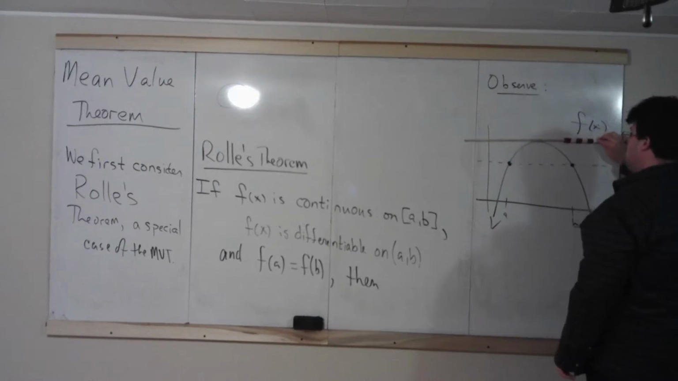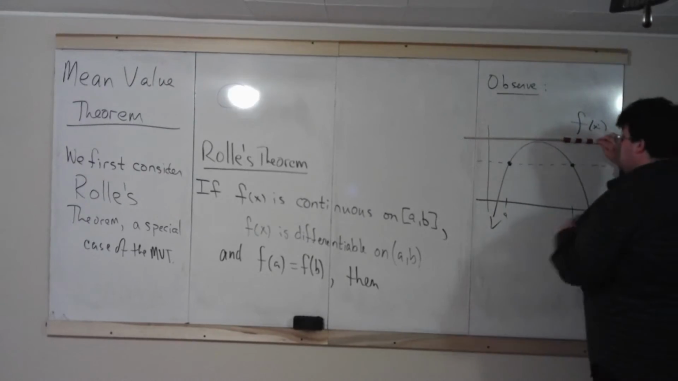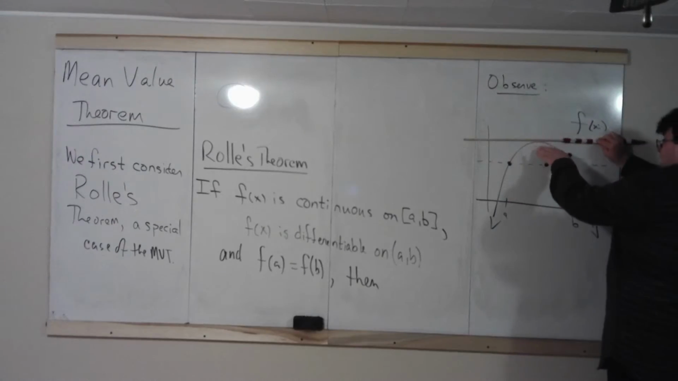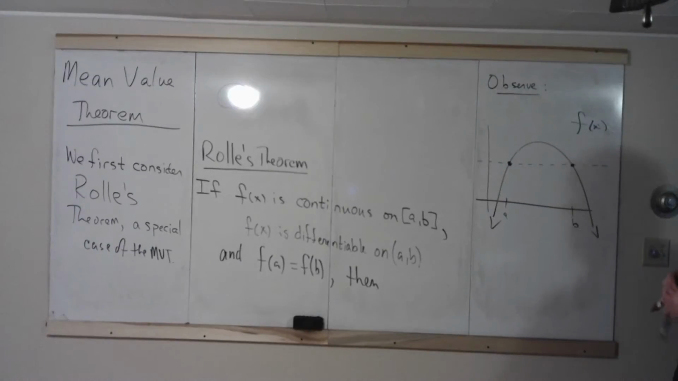But notice what happens here. Notice what happens there. We have a tangent line which is parallel to the dotted line. And that is always going to happen with this setup. You're always going to get this tangent line which is parallel to that line. Let's write that with calculus.